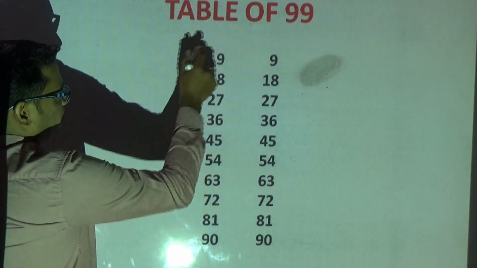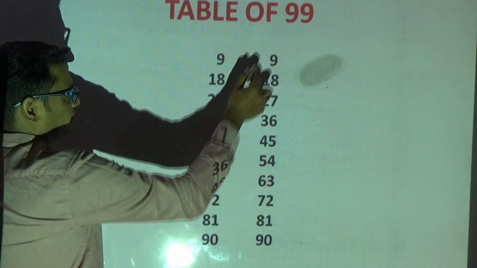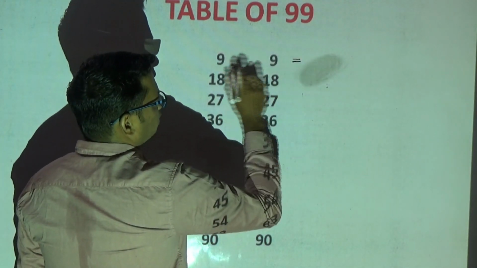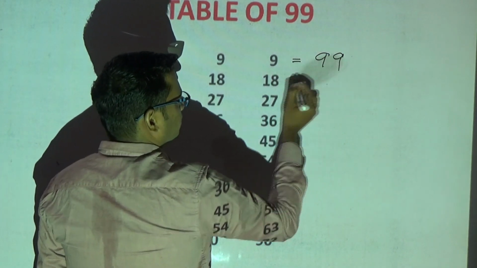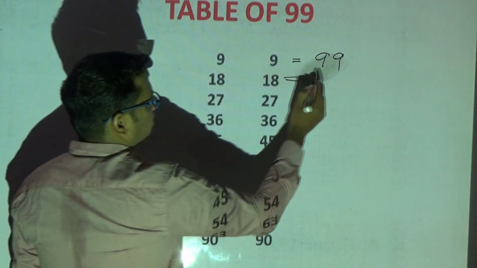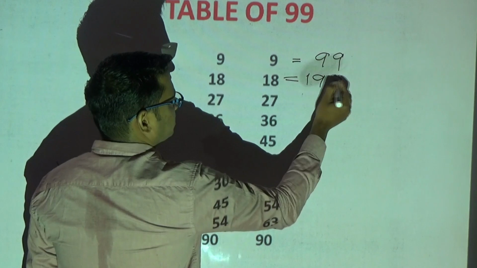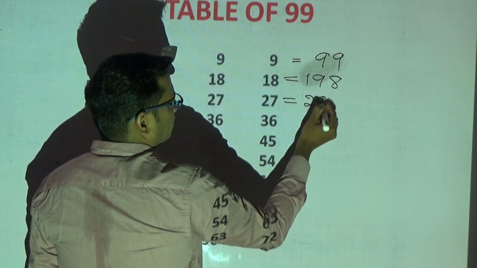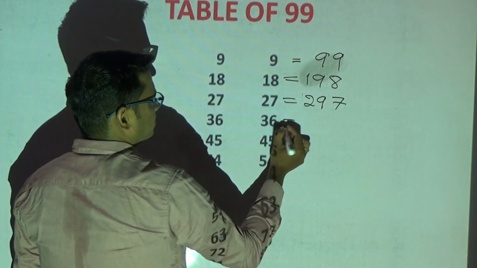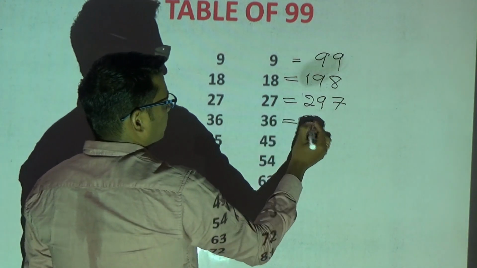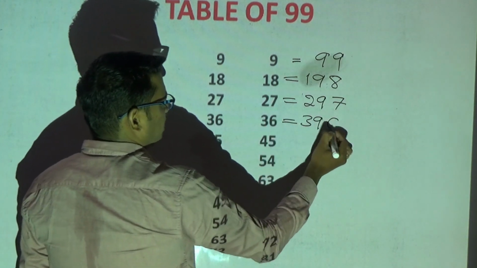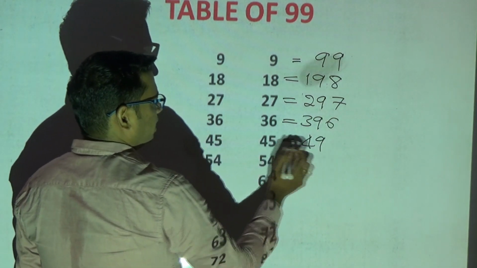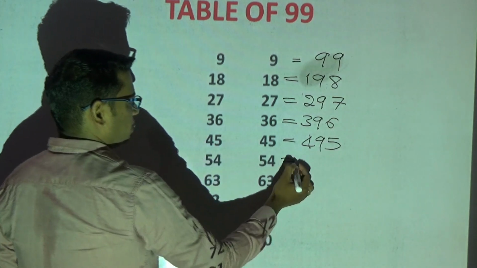Here I have constructed the table of 9. Here also I have constructed the table of 9. Now I apply the method I have explained. What is this? 99. Okay. 18 plus 1, 19. Write the end digit as it is. 27 plus 2, 29. Write the end digit as it is. 36 plus 3, 39. Write the end digit as it is. 45 plus 4, 49. Write the end digit as it is.